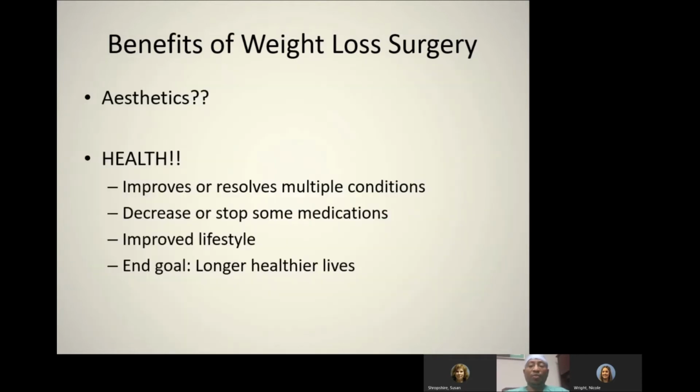And this gets into kind of why we do this. The main reason is for health. As physicians, our goal is to treat medical problems. And so through doing these procedures, our goal is to improve or resolve all these medical conditions, stop people from getting them if they don't have them, because they would over time, hopefully get people off medications that they no longer need, and in the end, improve their lifestyle so they can live a longer, healthier life.